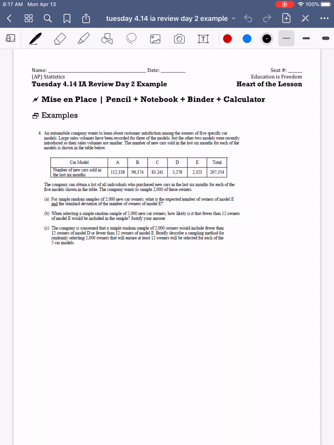An automobile company wants to learn about customer satisfaction among the owners of 5 specific car models. Large sales volumes have been recorded for 3 of the models, but the other 2 models were recently introduced, so their sale volumes are smaller. The number of new cars sold in the last 6 months for each of the models is shown in the table below.